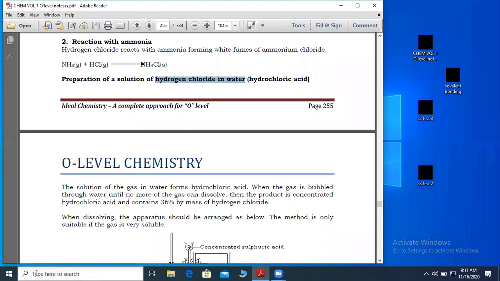Then name a reagent that can be used to test. Oh, we have not yet reached there. So the substance that is formed when hydrogen chloride is dissolved in water, the answer is hydrochloric acid.